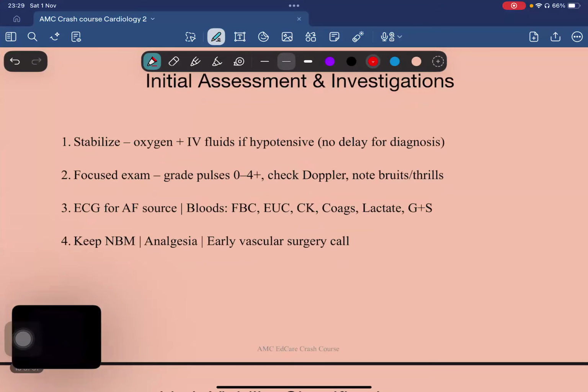So our second thing to do would be to carefully document the pulses and grade them. And what we could do is use a Doppler if they're not palpable. So that would be that. It's also important to check for thrills and bruits to see if anything suggests chronic arterial disease. That's important as well. And we would do an ECG, like I mentioned before. Why? That is to look for any atrial fibrillation.